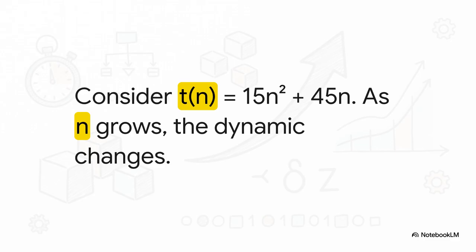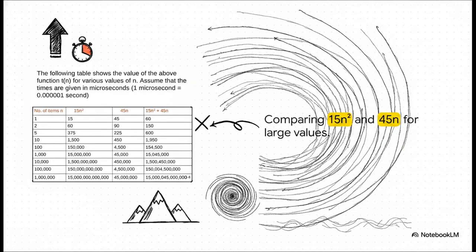When n is small, say you're just sorting 5 or 10 items, it really doesn't matter. The time difference is basically microscopic. But as the input size n grows, the dynamic between these two terms completely shifts. This is what we call asymptotic growth. Now, what's really fascinating here is what happens as n scales up. When n is just 1 or 2, the 45n part is actually the bigger number.